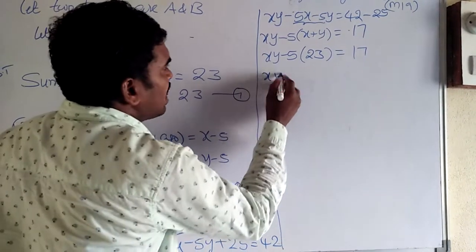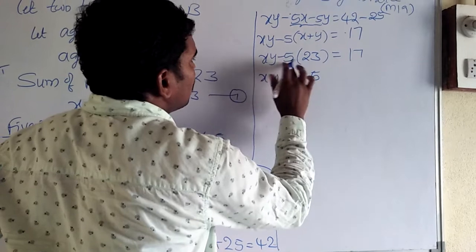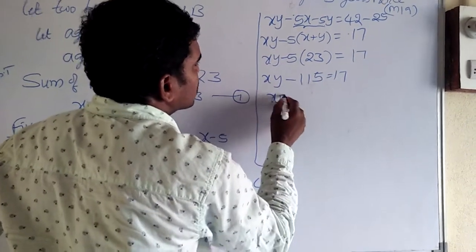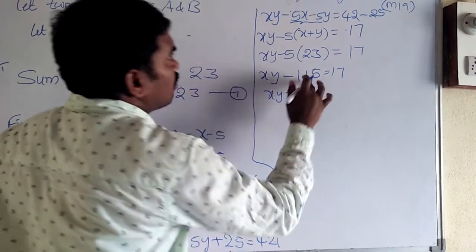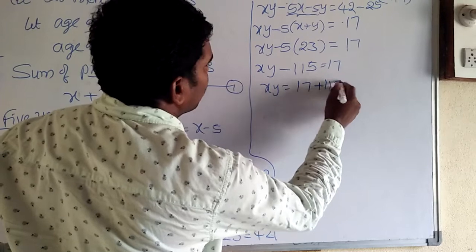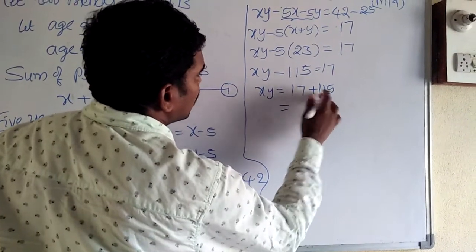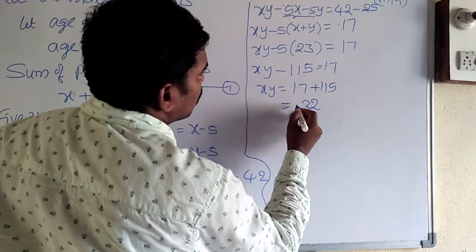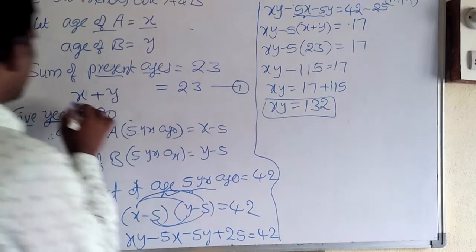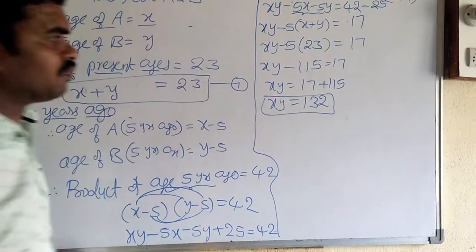Next, xy minus 5 into 23. 5 threes are 15, 5 twos are 10, plus 1 is 11, so 115, is equal to 17. Now xy equals 17 minus 115, send right side, it becomes plus 115. Adding 17 plus 115 gives 132. So xy equals 132. Now we have x plus y equal to 23 and xy equal to 132.